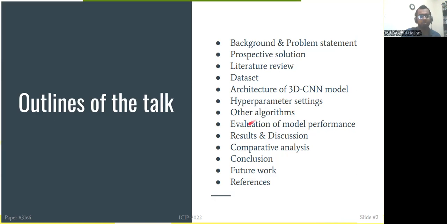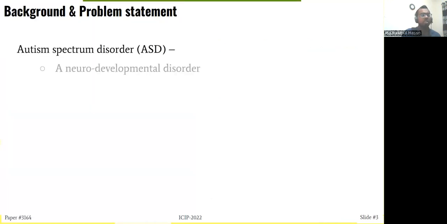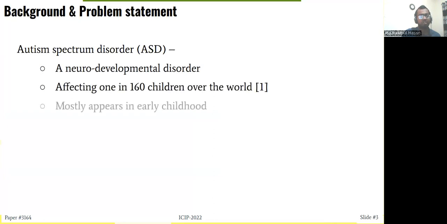And then we'll be talking about the results, and we'll be discussing our results, followed by comparative analysis with already published works. And then I will be summarizing our work with possible future work directions and the references used in our article. Now, let's talk about autism spectrum disorder.